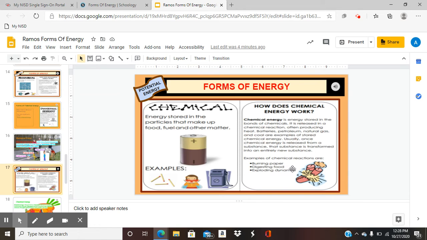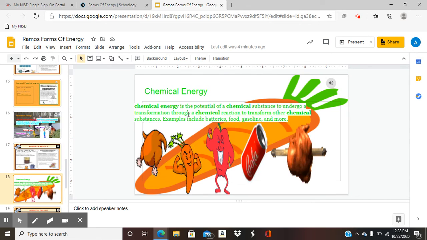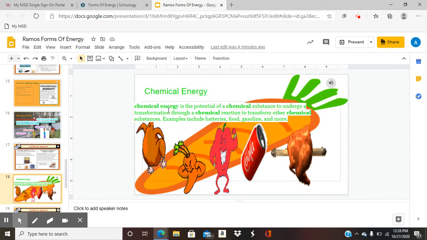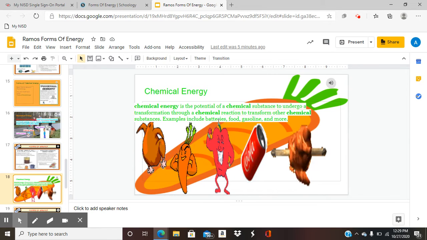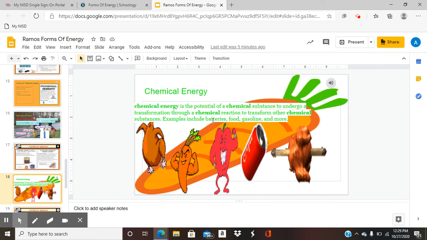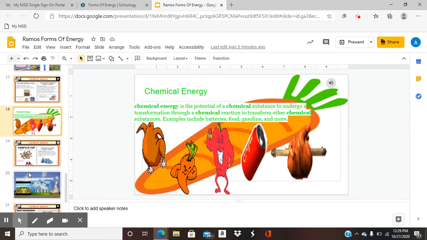So, like burning paper is chemical, digesting food is chemical, exploding dynamite, they're chemical. Okay, so this is a very good example. This part right here, this information that I just read, very good example of chemical. Chemical energy is the potential of a chemical substance to undergo a transformation through a chemical reaction to transform into other chemical substances. So examples include batteries, food, gasoline, and more.